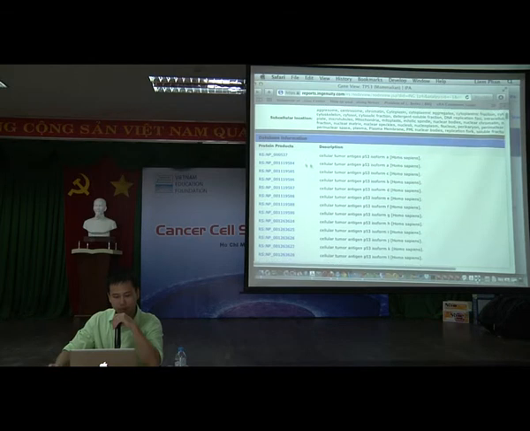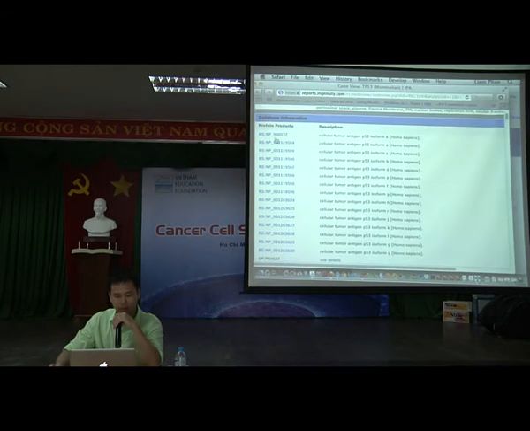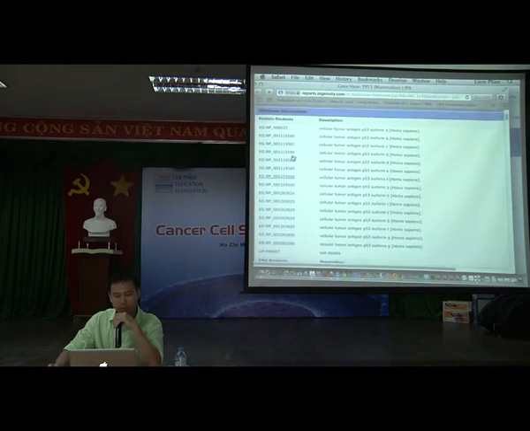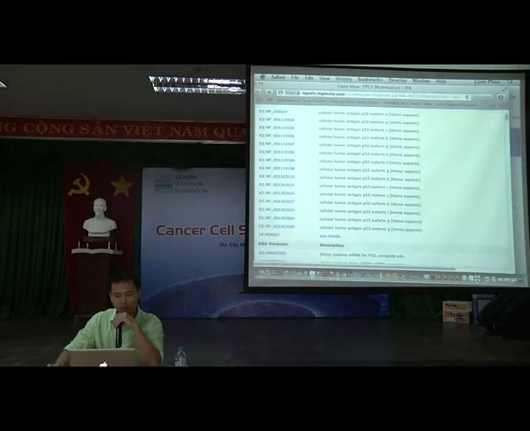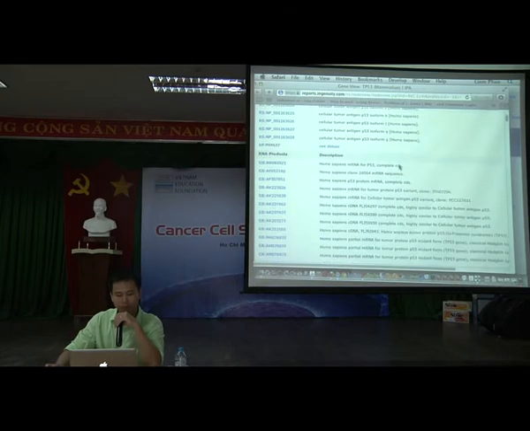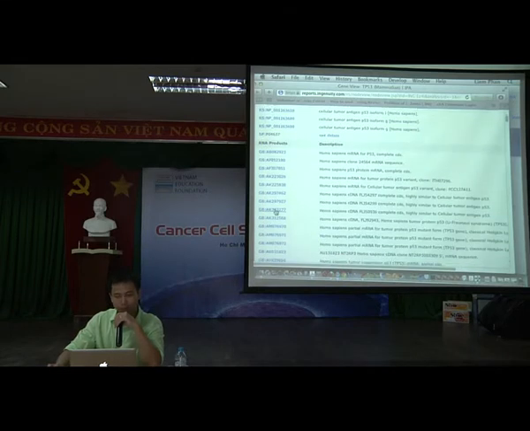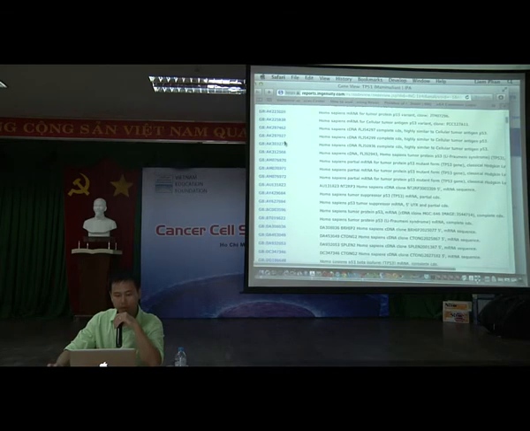This is the database information. This is the protein product, which is the amino acid sequence of p53. You have different isoforms. This is the RNA transcript, the RNA sequence of p53. So in case, for example, you would like to design the primer for p53, then this is a good source of information.